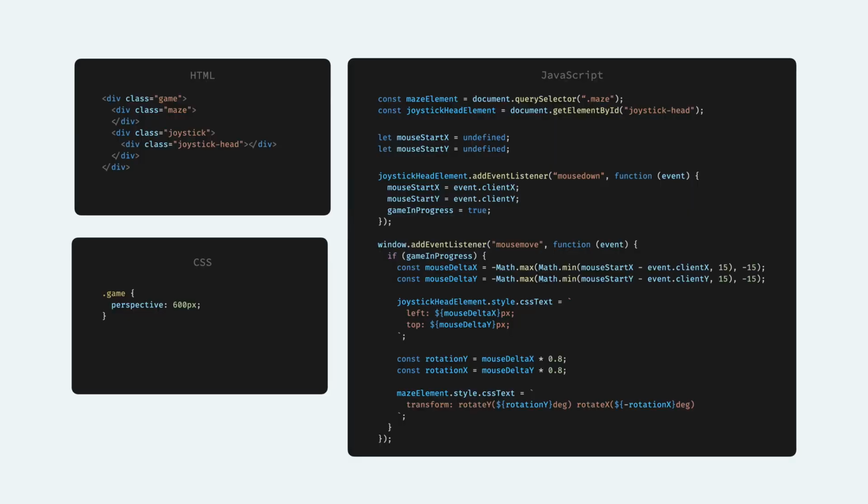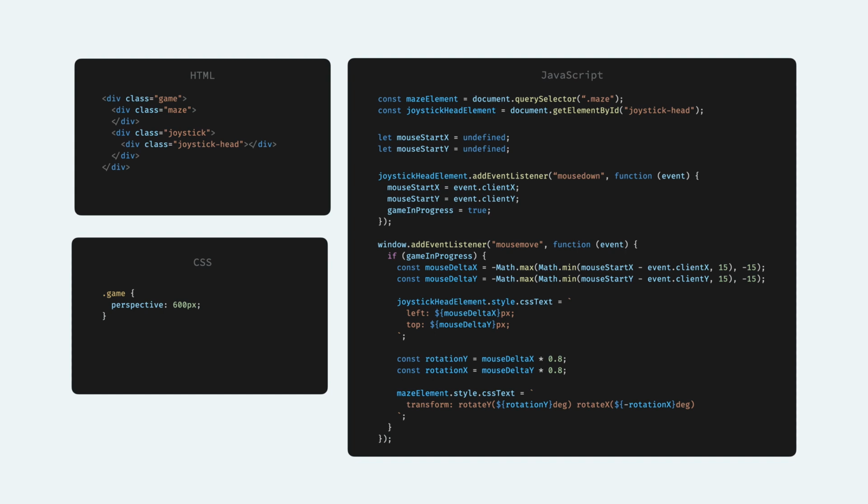Now let's move on and see how we can tilt the maze. We can tilt the maze horizontally and vertically by moving a wheel on our joystick. We can achieve this effect by handling two event listeners, the mouse down and mouse move. When we press the mouse down, we register the initial position of the mouse.